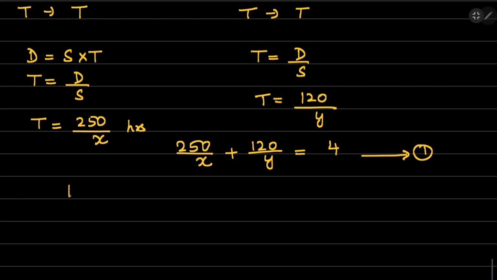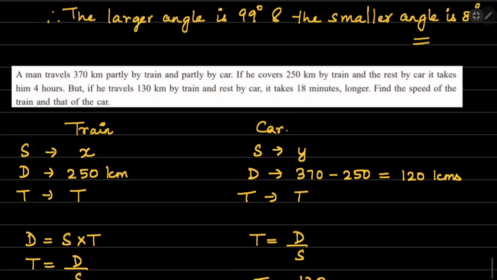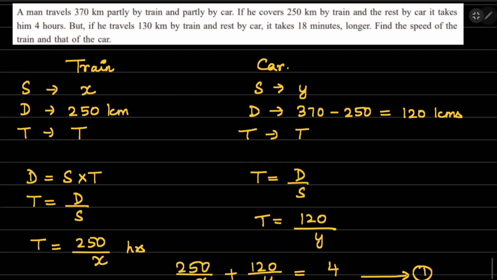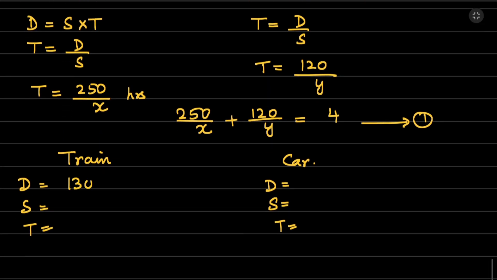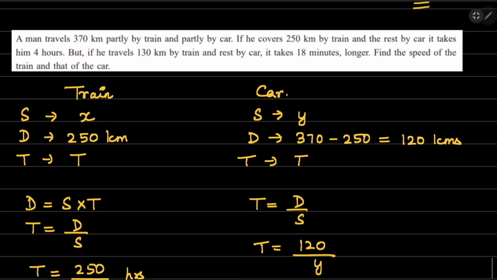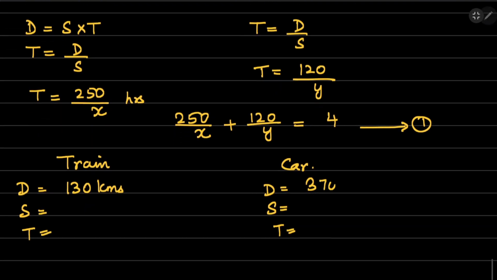Again, let's write the train and car, the distance traveled, speed and time. So what is given? If he travels 130 kilometers by train, by car how much will he travel? The total distance covered is 370. So 370 minus 130 will be 250 kilometers he is traveling by car.